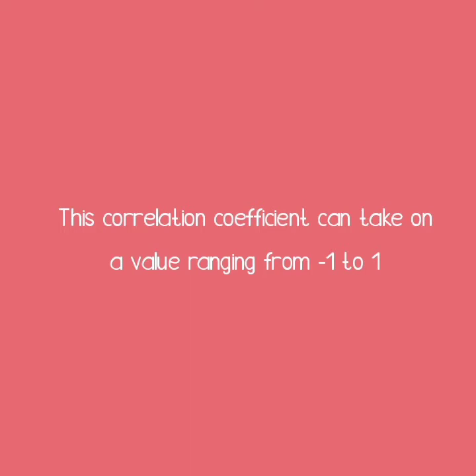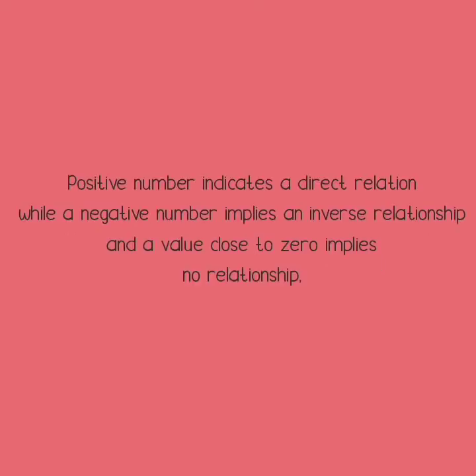This correlation coefficient can take on a value ranging from -1 to +1. A positive number indicates a direct relation, a negative value implies an inverse relationship, and a value close to zero implies no relationship. Thus, if the correlation coefficient is close to zero, the price changes can be considered to be serially independent.